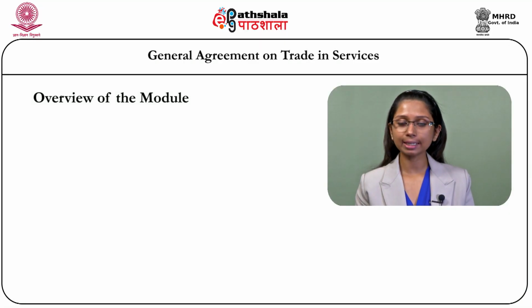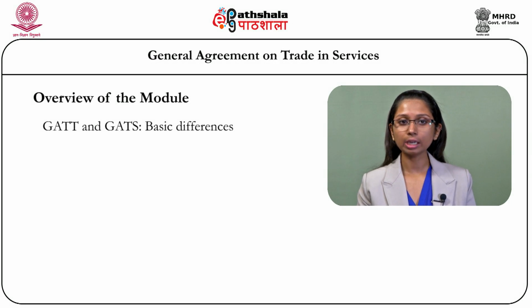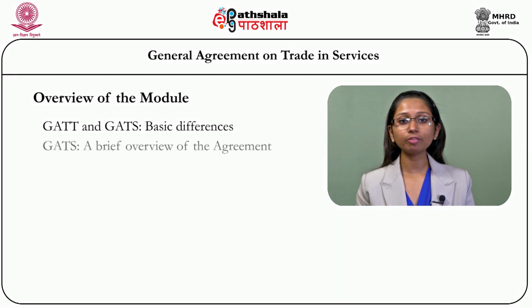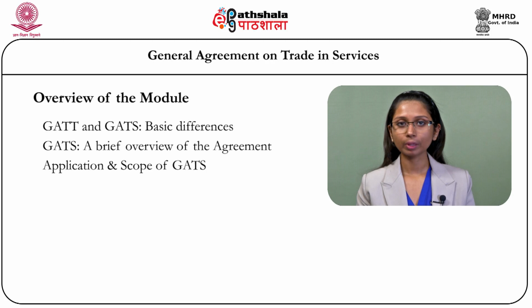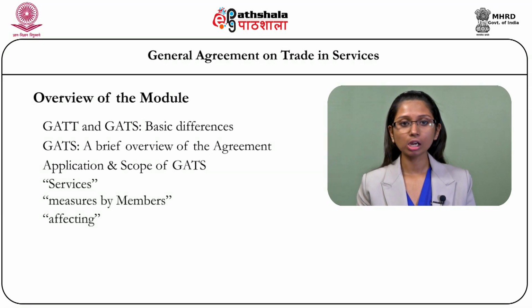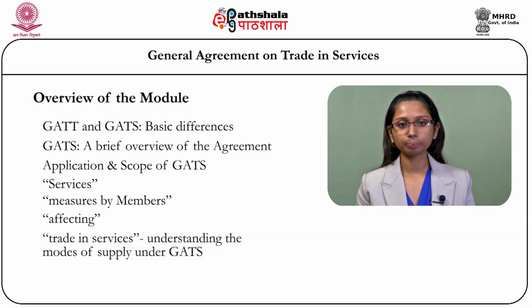First, we shall be discussing the main differences between the General Agreement on Trade in Goods, which is the GATT agreement, and the Agreement on Trade in Services, which is the GATS. Thereafter, I shall be providing a brief overview of the GATS agreement, and we shall also look into the application and scope of GATS. We shall be looking into the legal and technical meaning of terms such as services, measures by the members, affecting, and trade in services.